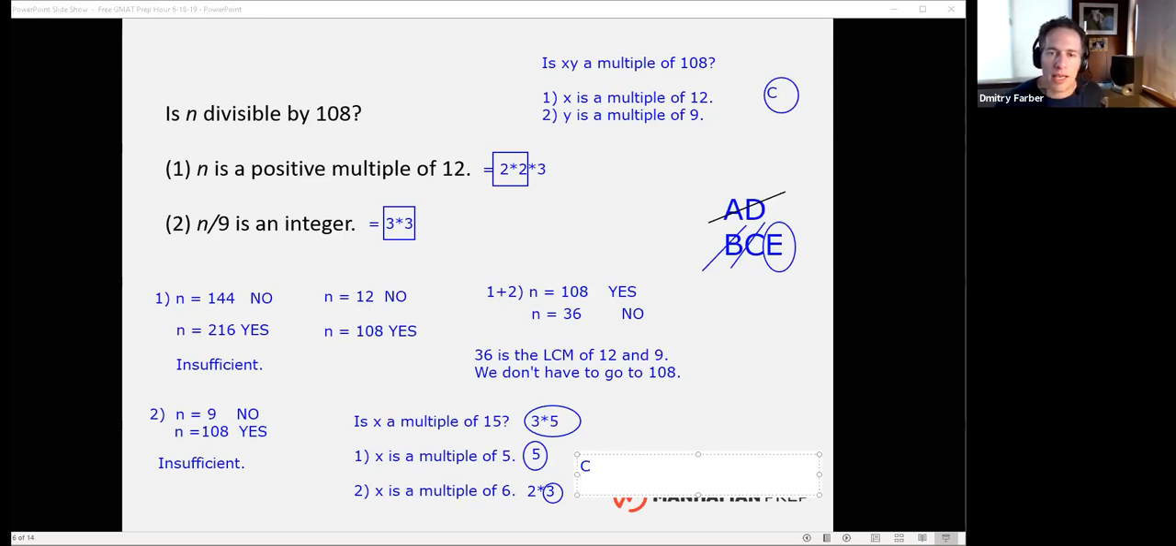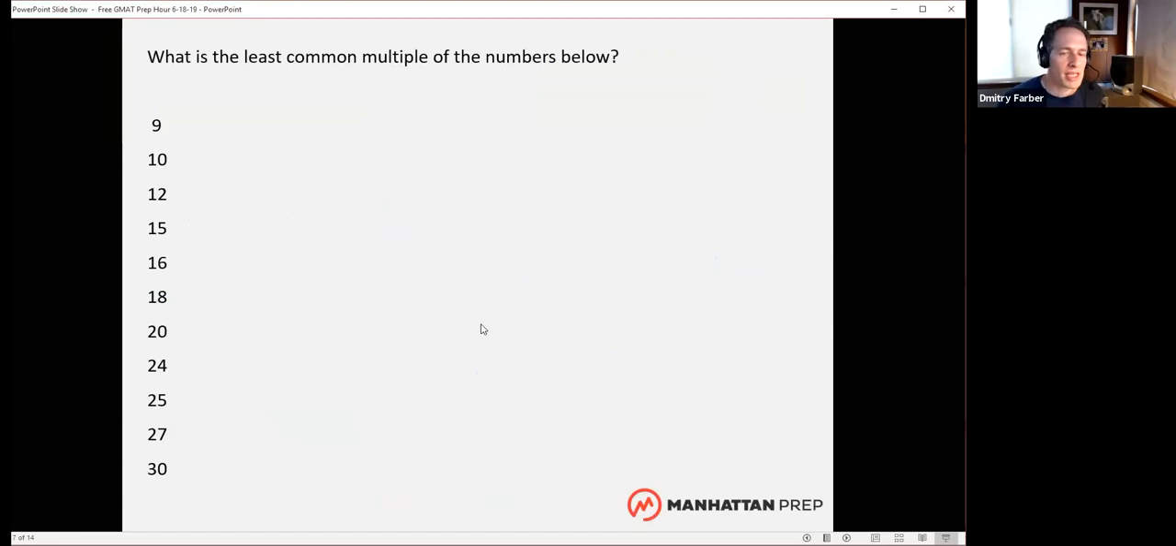And I can do that even with something a little more obnoxious. Let me show you here. Imagine, and they probably wouldn't ask you exactly this, but let's say I had to find the least common multiple of all these numbers, 9, 10, 12, 15, 16, 18, 20, 24, right? Oh, I have to put it up. That would seem really prohibitive. Like, who has time for this? What can I do to save myself some time?